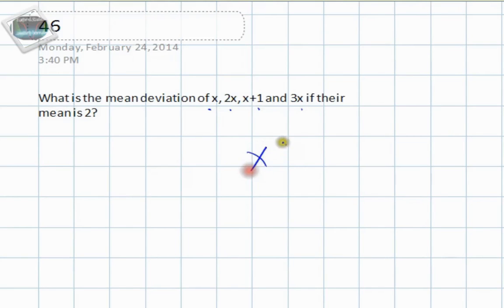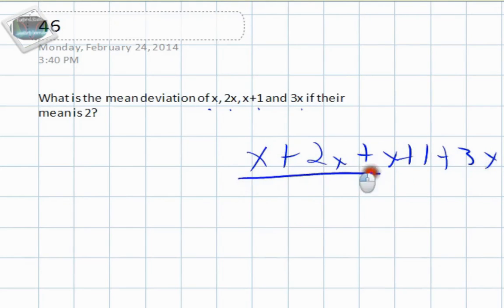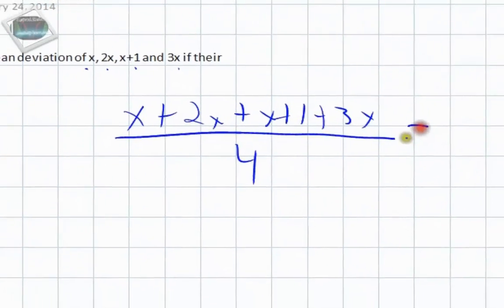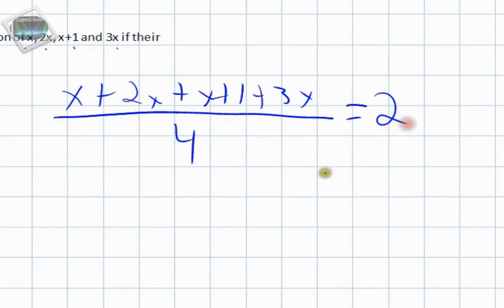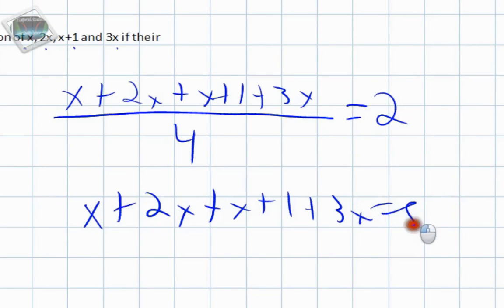So first, let's say x plus 2x plus x plus 1 and plus 3x. And then it's all going to be over 4, because if we're finding the mean, we're going to divide by how many numbers there were. And the mean, they told us already, is 2. So now we're just going to solve for x so that we can find the actual value of each one of these. So we're going to multiply by 4 on both sides. So x plus 2x plus x plus 1 plus 3x is now equal to 8.